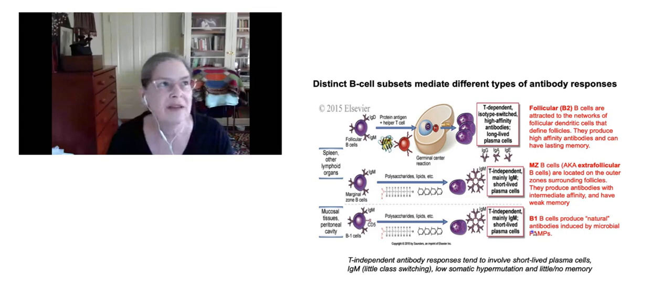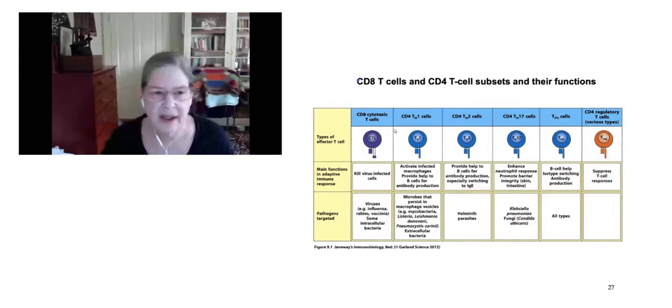So you don't have a very good antibody response unless you've got bacteria in your gut. And that's probably just against PAMP-like molecules that are on microbes. Okay, so those are your three kinds of B cells.